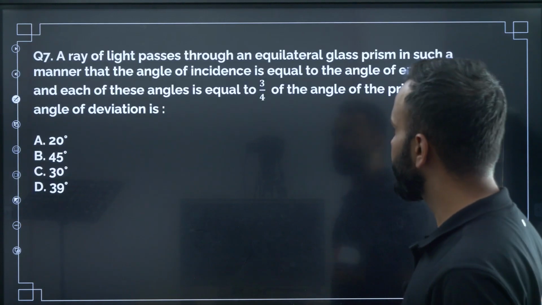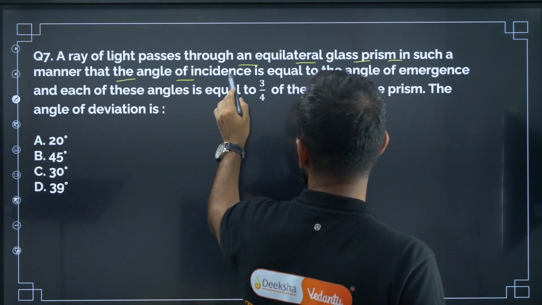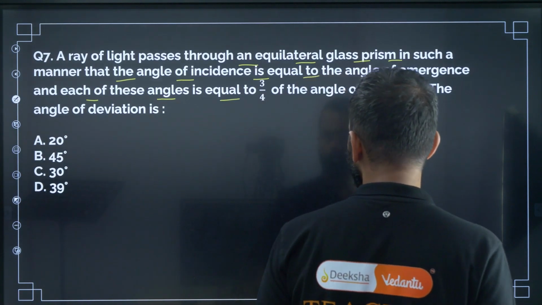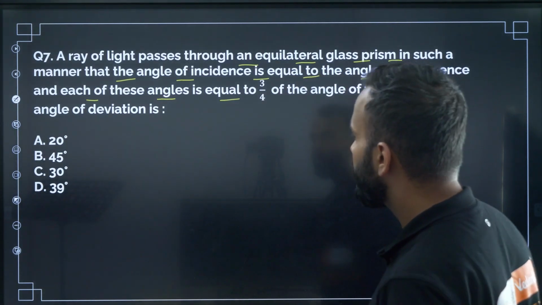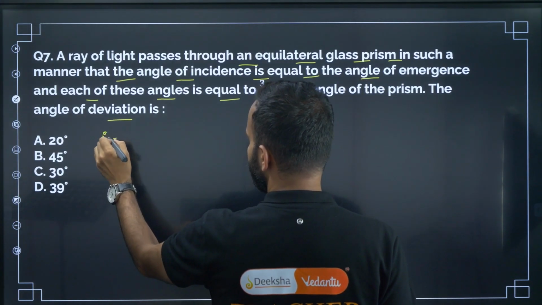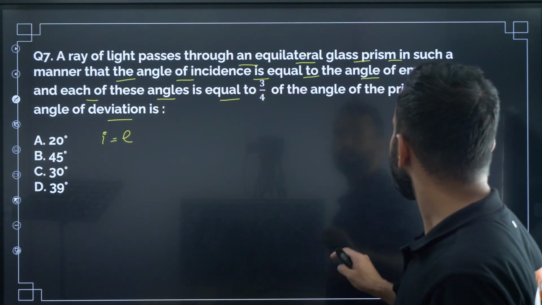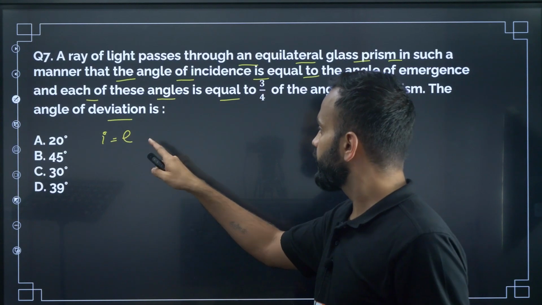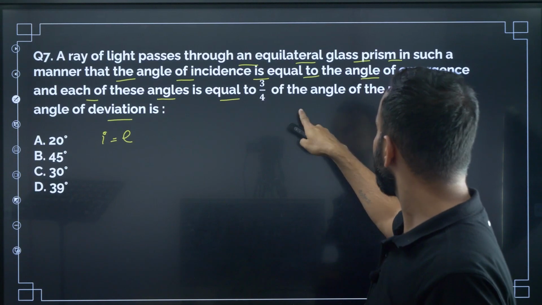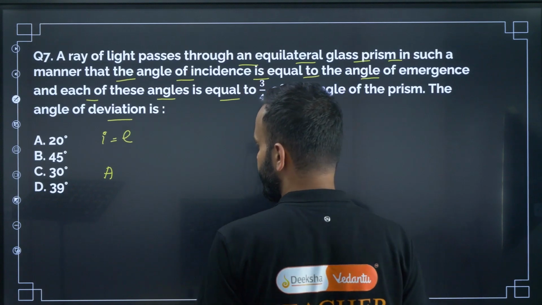Next question, question number 7. A ray of light passes through an equilateral glass prism in such a manner that the angle of incidence is equal to the angle of emergence, and each of the angles is equal to 3/4 of the angle of the prism. The angle of deviation is? Here A is the angle of the prism.